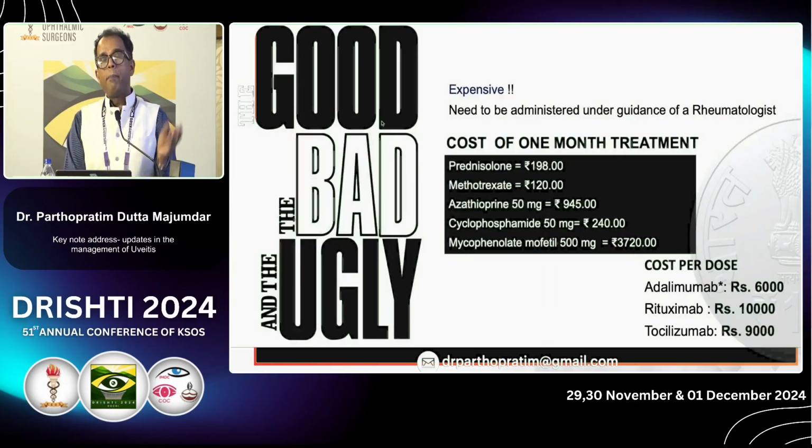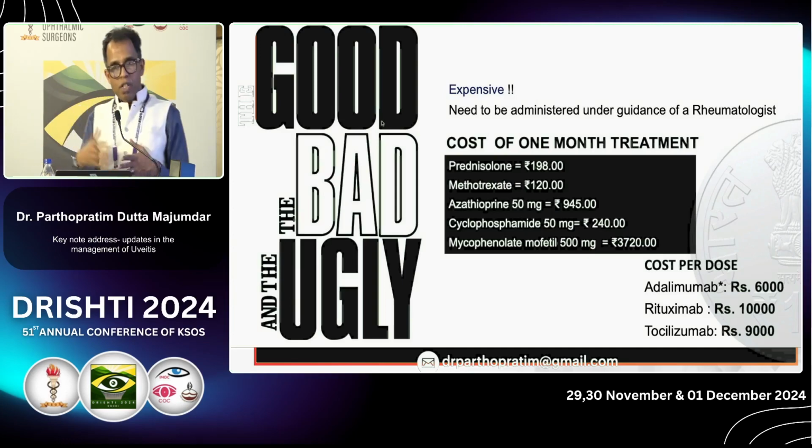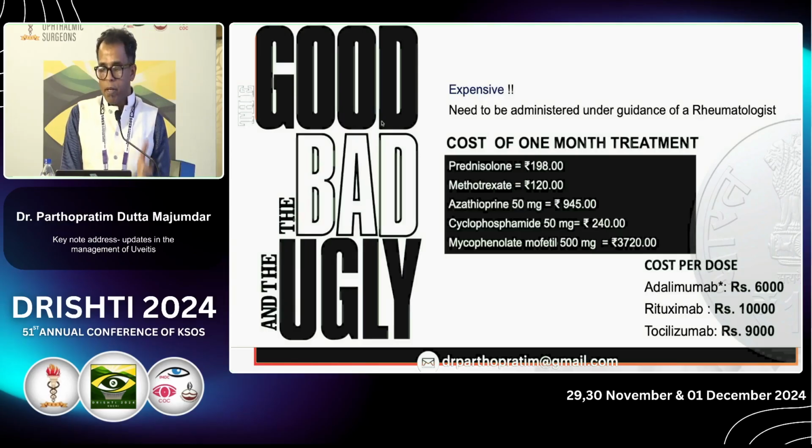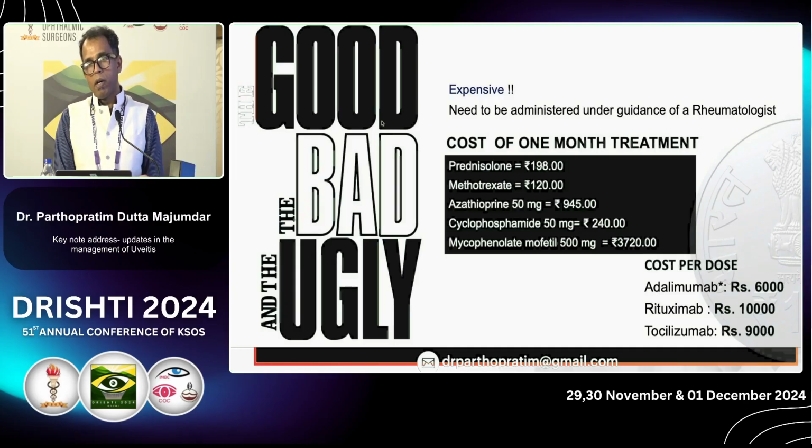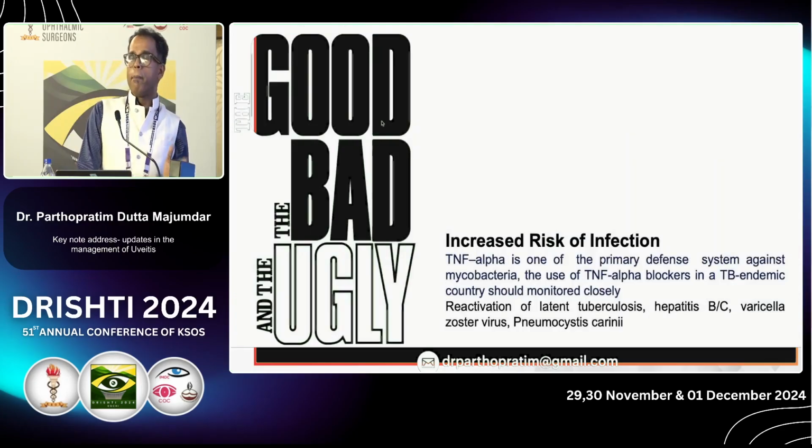The bad for us is, in a country like India, it is very expensive. The cost per dose of the biosimilar of adalimumab, which is administered every 15 days, is 6,000. And this is the cost if you are telling the pharmaceutical company to give it to the patient without going to a pharmacy. In a pharmacy, the cost is much higher. So cost is a very big factor. Rituximab, which is often considered a gold line treatment for scleritis also, becomes very expensive. So cost is the bad thing about the biologic.